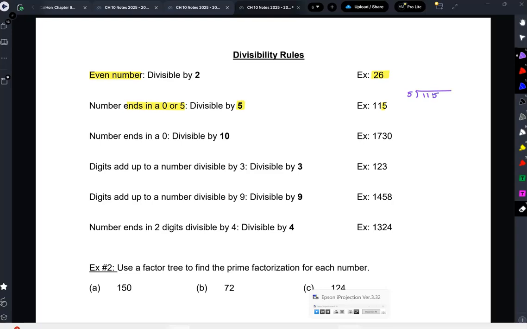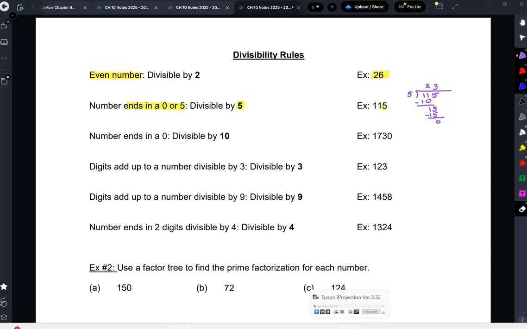5 goes into 11 2 times. Multiply, subtract, I get 1 and I bring down the 5. 5 goes into 15 3 times. Subtract, I get 0 remainder. Okay? All right, but I wouldn't try to divide 115 by 2 because I know it's not divisible.